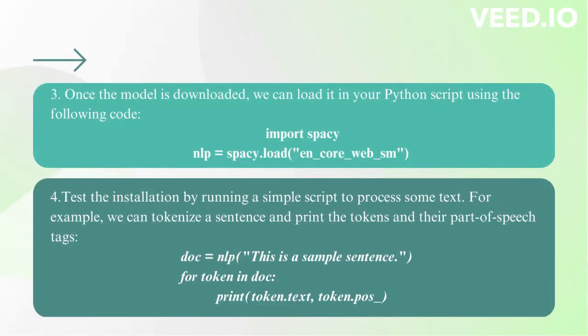Once the model is downloaded, we can load it in our Python script using the following code. The last step is to test the installation by running a simple script to process some text. For example, we can tokenize a sentence and print the tokens and their part-of-speech tags. We have now installed and set up spaCy in our Python environment. You can start using its various features to process and analyze text.